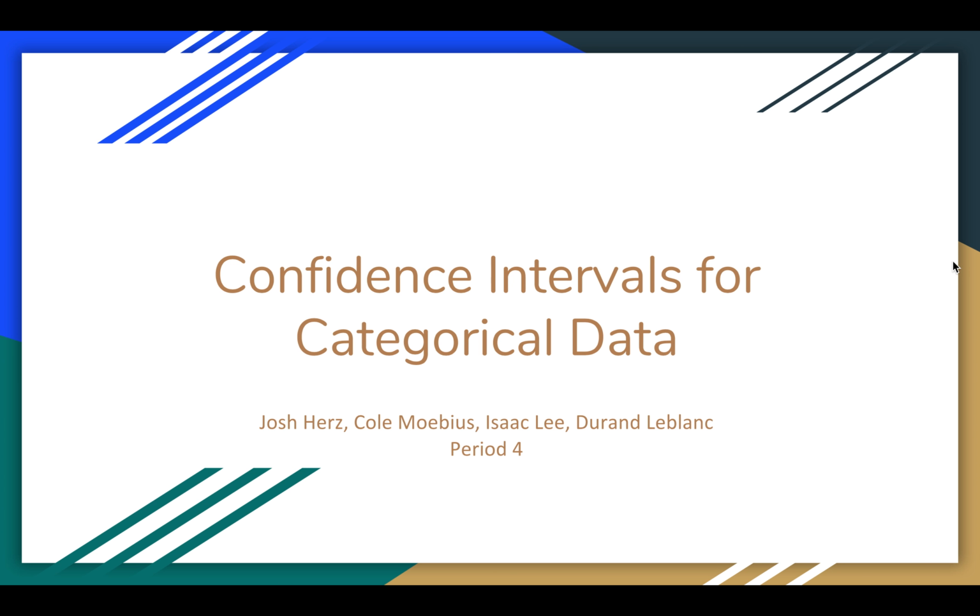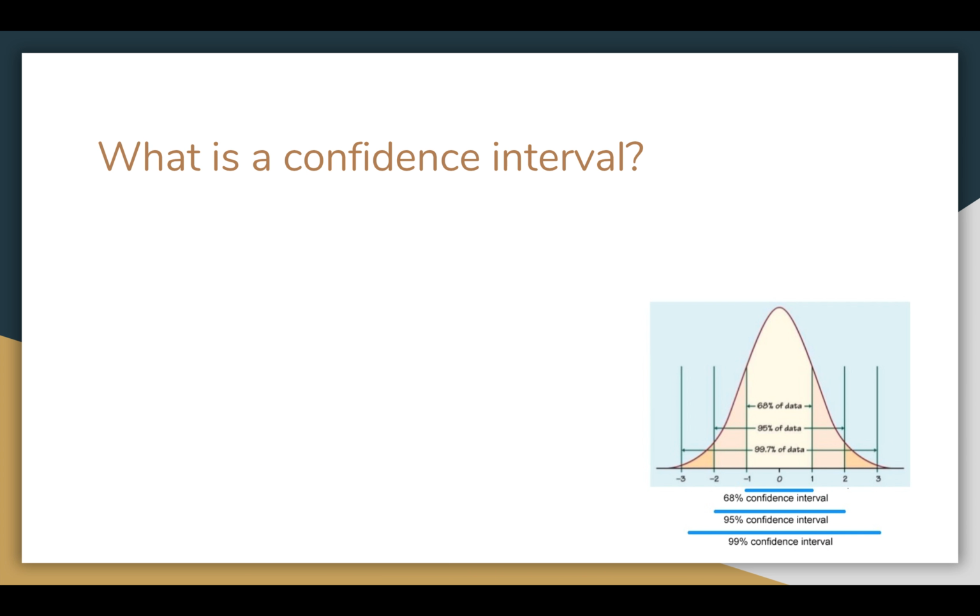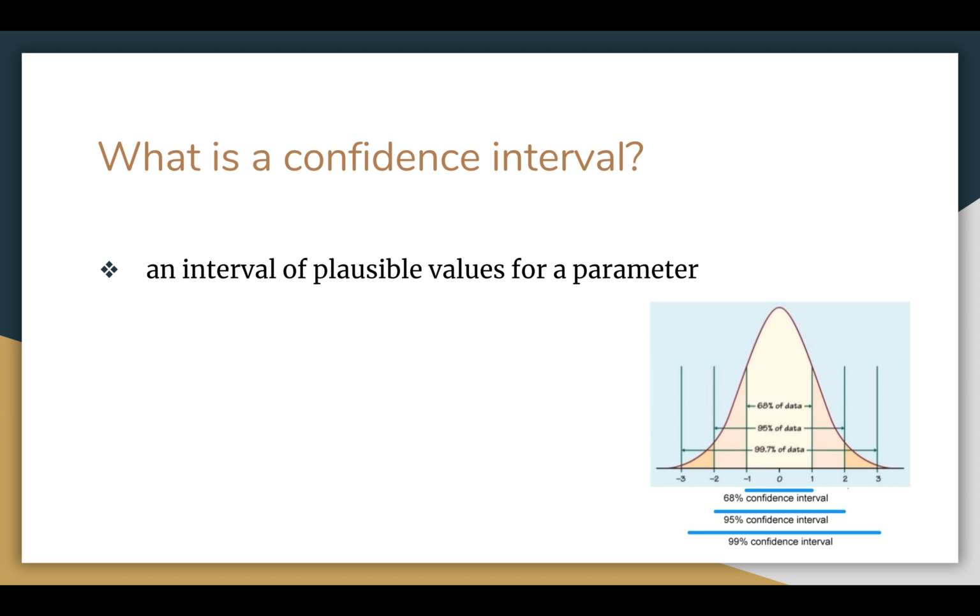Hi, today I'll be covering one and two sample confidence intervals for categorical data. So what is a confidence interval? A C% confidence interval gives an interval of plausible values for a parameter. The interval is calculated from the data and has the form point estimate plus or minus margin of error.